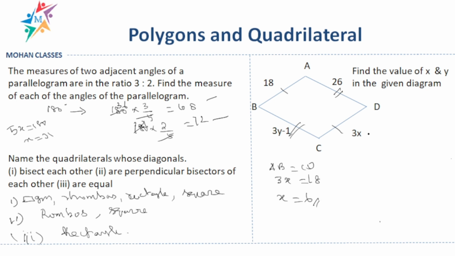Then what about y? Here also we can say AD is equal to BC. Opposite sides are equal, right? So 3y minus 1 is equal to 26. So 3y is equal to 26 plus 1, 27, right? So y is equal to 27 divided by 3, which is 9. So what is the length of BC now? 3y minus 1, 3y is 27, minus 1 is 26. Same you are getting. The value of x is 6 here. The value of y is 9 here.